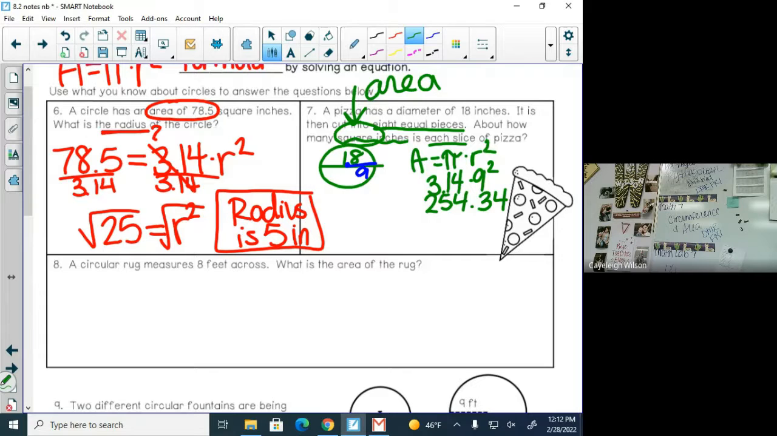I'm going to take the area of the whole pizza and divide it by the 8 pieces, and that's where we get our 31.79. So 31.79, and that would be inches squared. So for one piece of pizza, it's 31.79 inches squared for the area. That's a huge piece. That's a big boy.